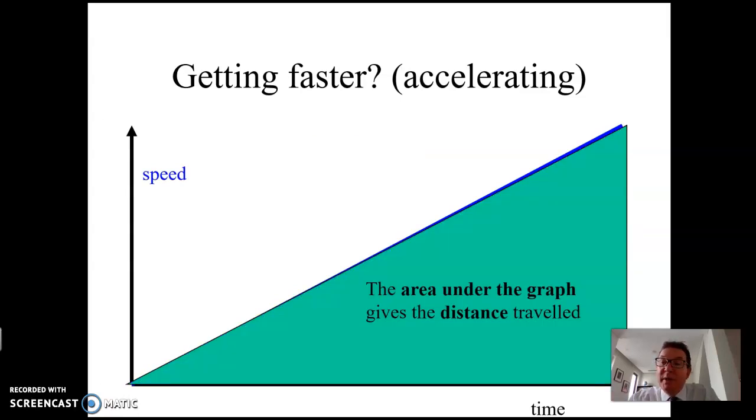You won't come across why this is until you do calculus in year 12. But the area under this gives the distance travelled. So in this case, it's a triangle. So if we were to find the area of that triangle, it would tell us the distance travelled. It's not always a triangle. In this case, it's a triangle.